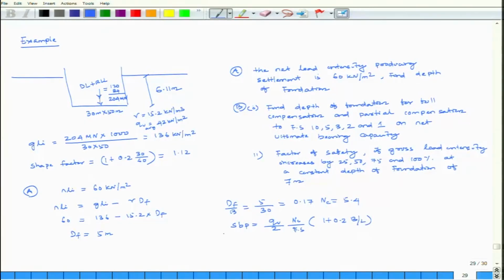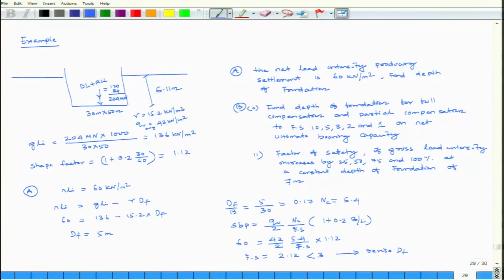So, if this is my shape factor and bearing capacity is 60, then qu is equal to 42 by 2, Nc is equal to 5.4, by factor of safety, into 1.12. So, factor of safety is equal to 2.12, which is less than 3. Then what does it mean? Revise your df. So, the first one is not satisfying, considering the net load intensity and the other part.